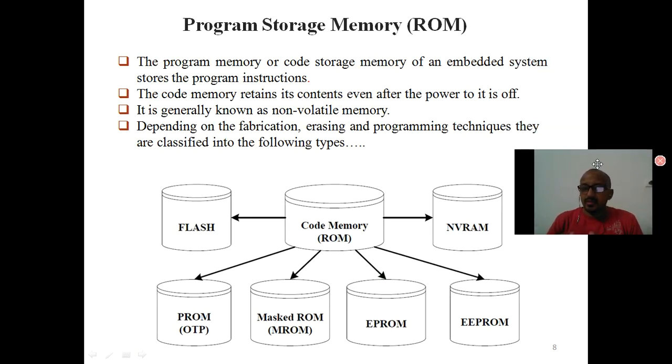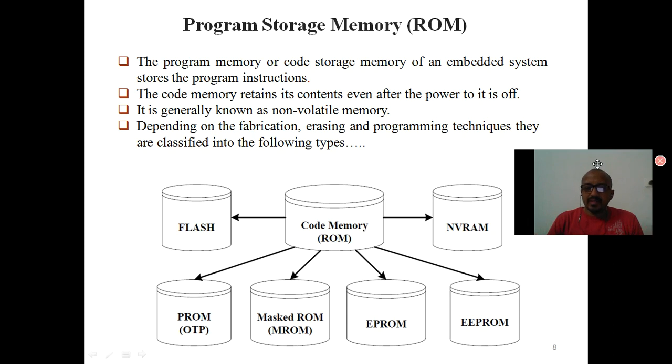First we'll go through the first type, that is ROM. ROM is always referred to as program storage memory. The programs which are required to make the peripherals of the embedded system work, we usually write. These programs are what we sometimes call code. Those are stored in ROM. And ROM is non-volatile: when the power is switched off, the program that is stored never gets erased.